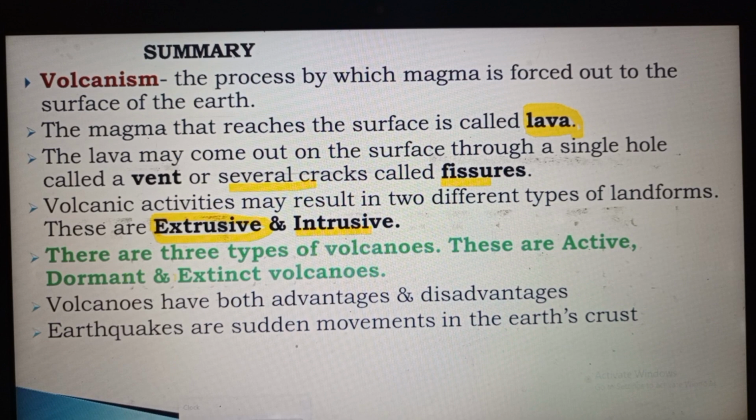There are three types of volcanoes. These volcanoes are active volcano, dormant volcano, and extinct volcano. Volcanoes have both advantages and disadvantages. Earthquakes are sudden movements of the Earth's crust. In the world, there is a place in which most of the time volcanoes and earthquakes appear. This area is known as the Pacific Ring of Fire.